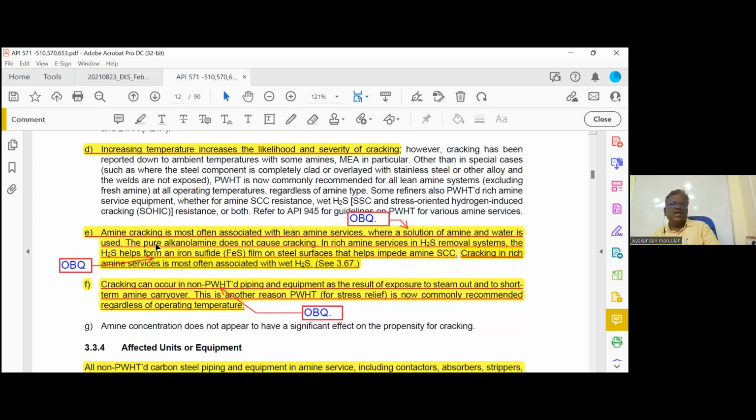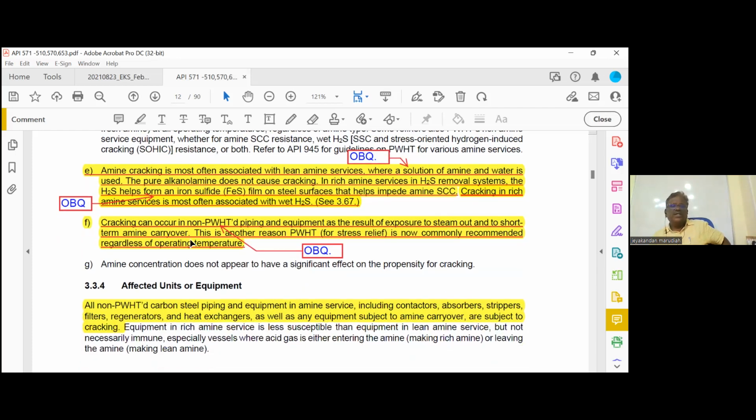Then highlight this one. Amine cracking is most often associated with lean amine services, where a solution of amine and water is used. The pure alkanolamine does not cause cracking. In rich amine services in H2S removal systems, the H2S helps to form an iron sulfide film on the steel to impede attack. So in saturated rich amine, there will be iron sulfide which will protect from the cracking. That is an open book question. Then cracking can occur in non-PWHT piping and equipment as a result of exposure to steam out and short-term amine carryover. That is also important.